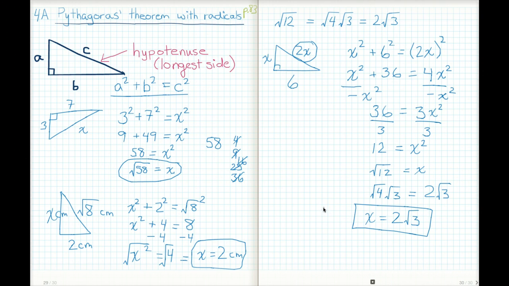Okay, bit of review of Pythagoras' theorem, but keeping in mind all of the things you learned about radicals in chapter 3. And you're ready to do section 4a.